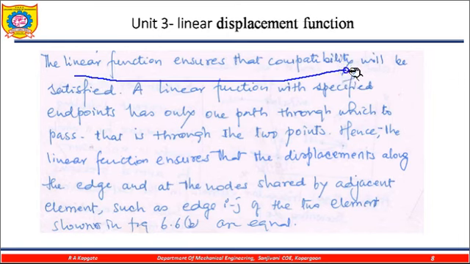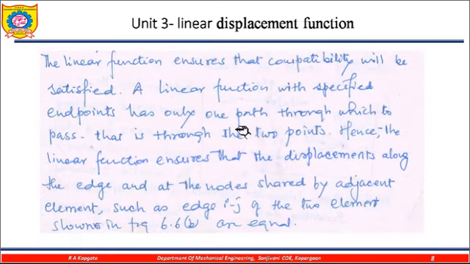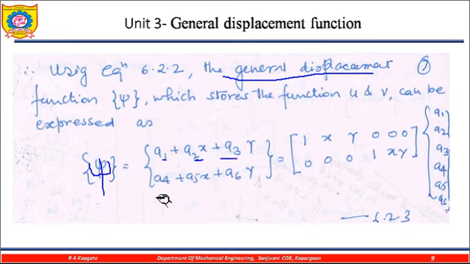Then this linear function ensures the compatibility, because one is satisfying the constant term and the other parameters. So this is my constant term, this one is the x along the x-axis and along the y-axis. Here also this is the constant term, so that I am satisfying my compatibility requirement, and I am able to write this general displacement function, that is psi equal to a1 plus a2x plus a3y. This is the displacement function.